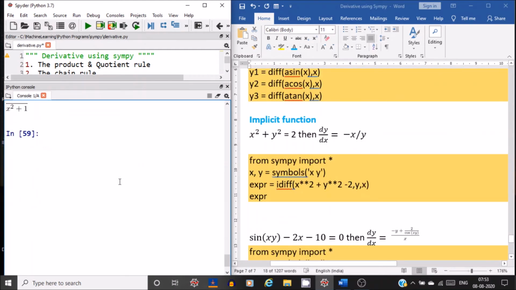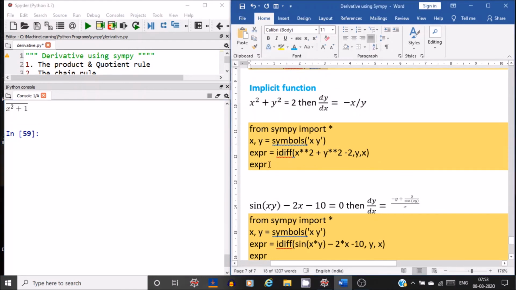Next, we can see how to implement the implicit function. Say suppose x square plus y square plus 2 is there. So we have to identify dy by dx. So how to do this one? So it's a very simple way to implement.